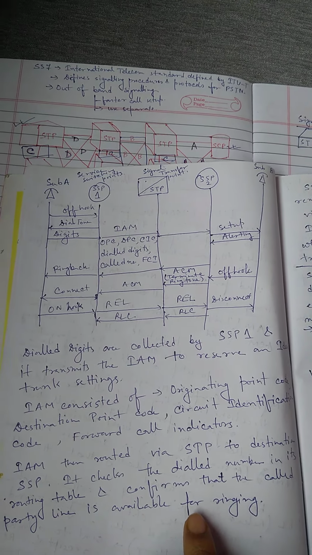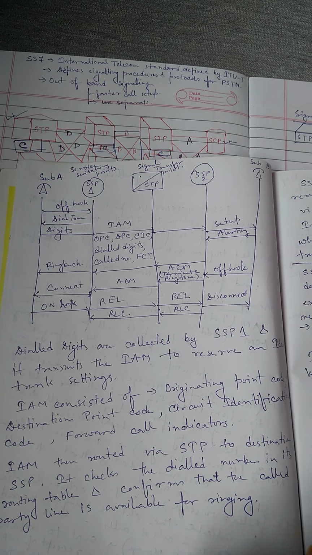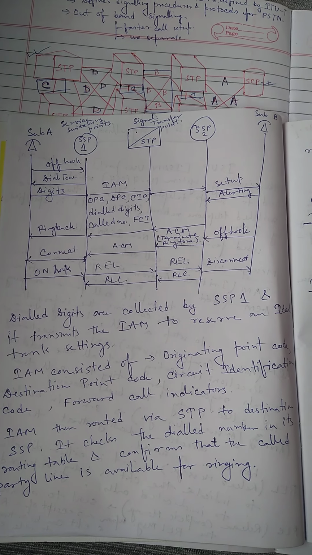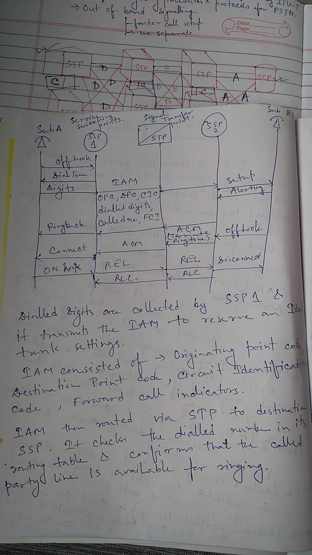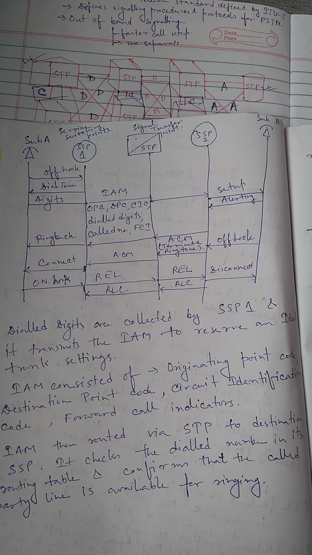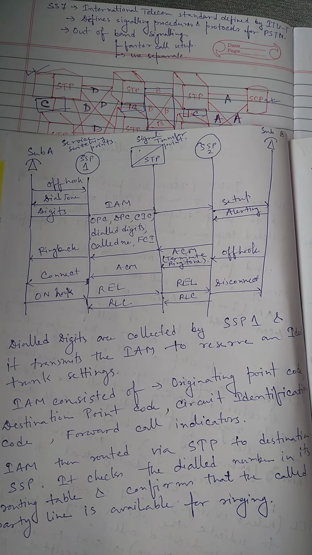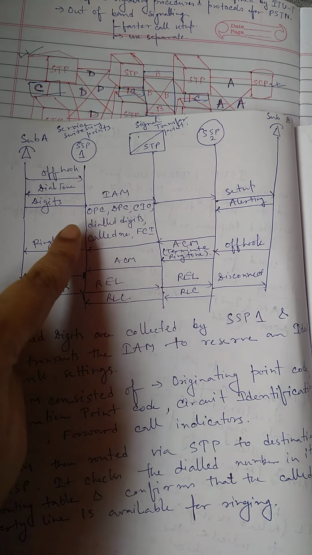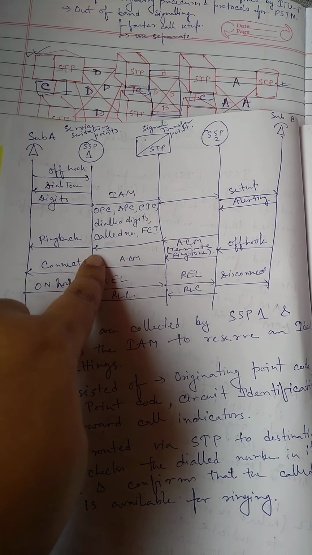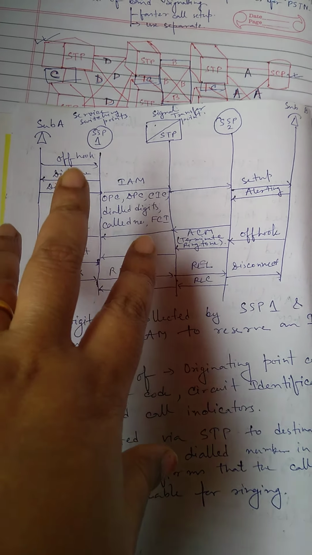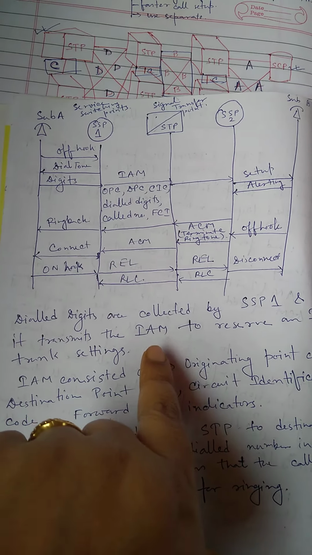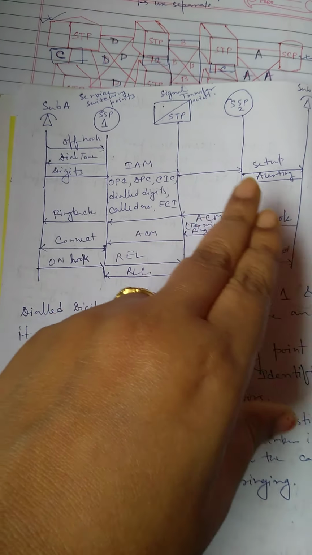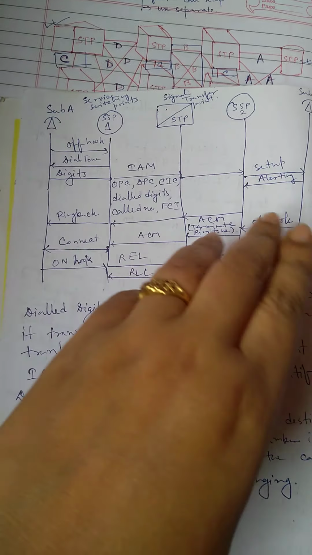It checks the dialed number in its routing table and confirms that the called party line is available for ringing. Now SSP2 sends back the ACM, indicating that the remote trunk circuit of the called party is reserved, via the STP to the originating SSP. The STP routes the ACM to the originating SSP, which connects the calling party line, and it completes the voice circuit by setting the trunk at this side.